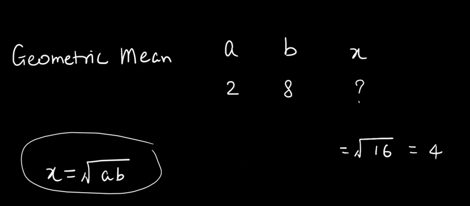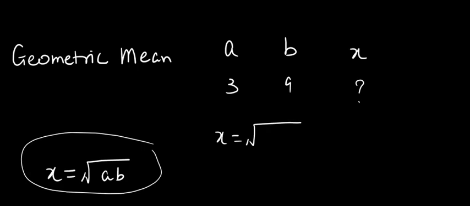Let's practice two more. This time, I'm going to give you two numbers. These two numbers are 3 and 9. Pause this video, see if you can find the geometric mean of 3 and 9. 3 times 9 is 27, but don't write 27 yet. Just write 3 times 9.